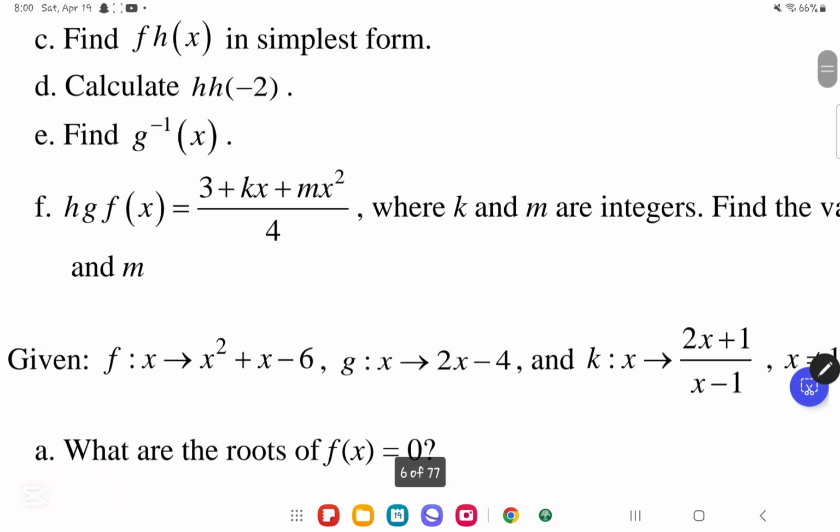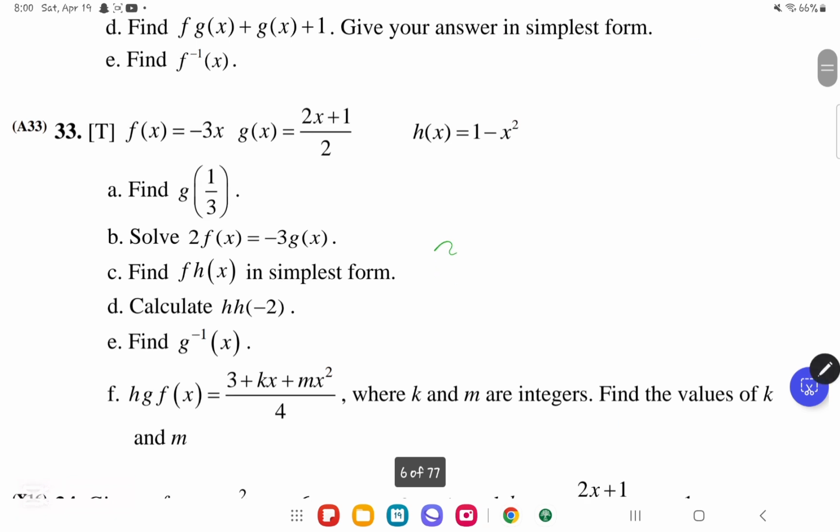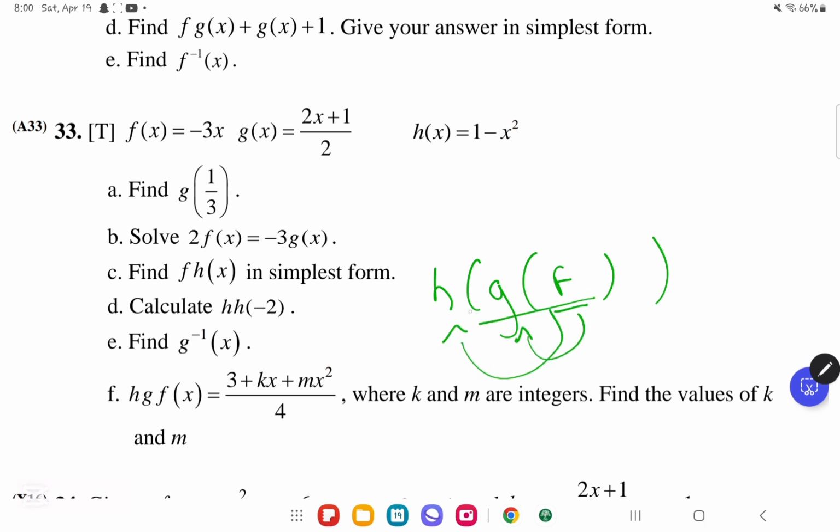We move on to part F. They said h of g of f is something like this. We need to find the values of k and m. Very simply, let us do it together. It's h of g of f. That means you're going to put f into g and then gf into h. So fx, of course. Fx is minus 3x, you're going to put it into g.